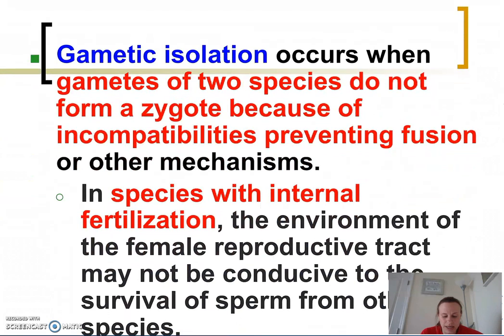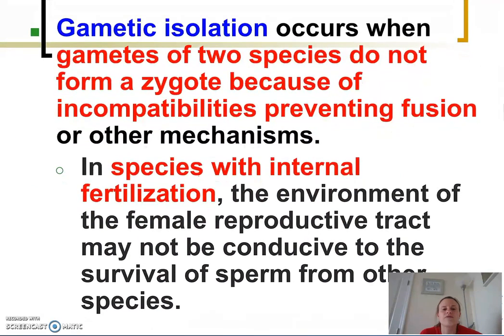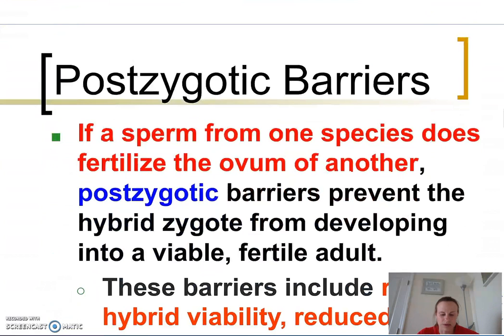And lastly, gametic isolation, which is another type of prezygotic barrier, occurs when the gametes of the two different species don't fuse together correctly. So the egg from one species and the sperm from another species, for example, don't fuse. If they don't fuse, I can't fertilize the egg. If I can't fertilize the egg, I cannot form a zygote.